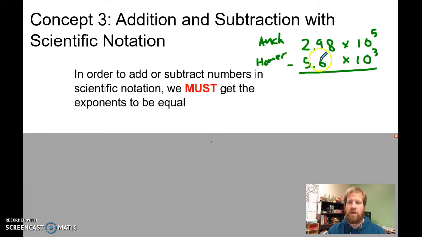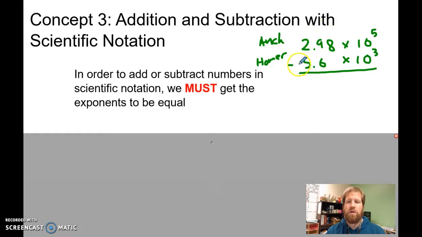So if our question is what's the difference, or how many more people live in Anchorage than Homer, this is how we could set up our problem. But if we just look at these numbers by themselves, it almost looks like Homer's bigger than Anchorage. And we know that's not true.